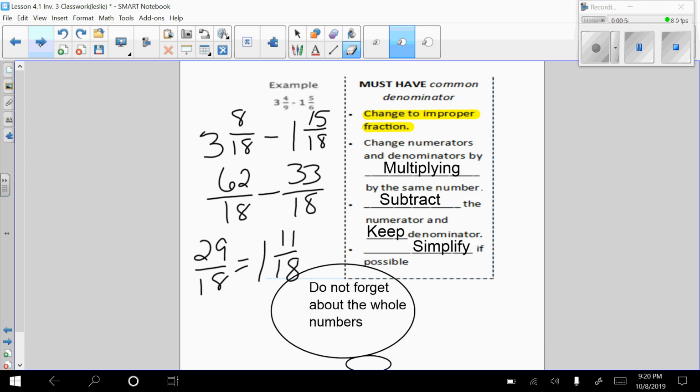Now change to improper fractions. Well, 3 8/18 becomes 62/18. Remember, it's the side times the bottom plus the top, or the whole number times the denominator plus the numerator. And 1 15/18 becomes 33/18. When I subtract my numerators, I get 29. So 29/18 can be simplified by saying how many groups of 18 can come out of 29? The answer is 1, and you have 11 left over. So your answer is 1 11/18.